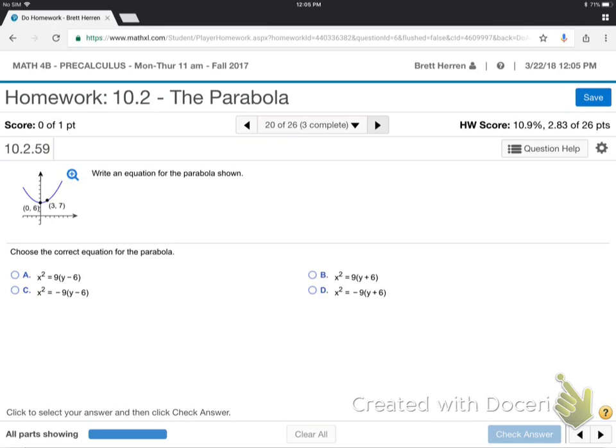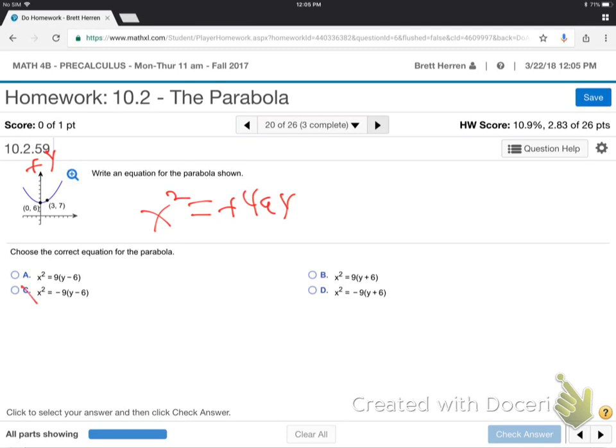Oh, that was pretty easy. You know, we could do that one easy. Without getting into all the details, we could do that one by just saying, look, is this one going up, down, right, or left? Up. So positive y, that means it's going to be positive 4ay. x squared is positive 4ay, right?